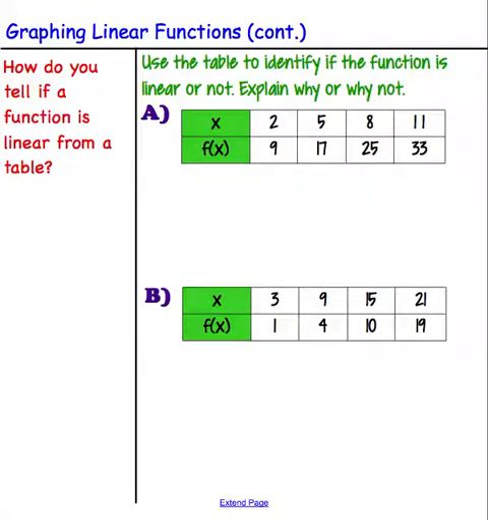The first thing I want to take a look at is when you're given a function, I want to know, is it linear? And we need to be able to explain why or why not. If we take a look at this first example, we have x values of 2, 5, 8, and 11, and f of x values of 9, 17, 25, and 33. The first thing I want to look at is what the values change by. 2 to 5 is a plus 3. 5 to 8 is also a plus 3. And 8 to 11 is also a plus 3.